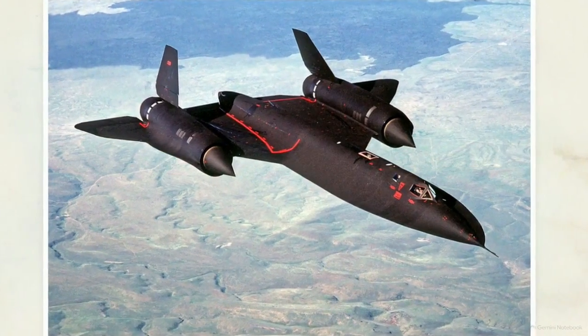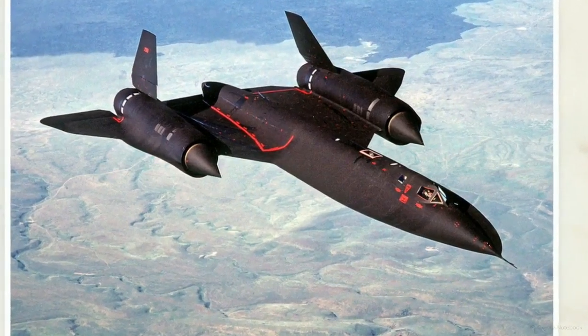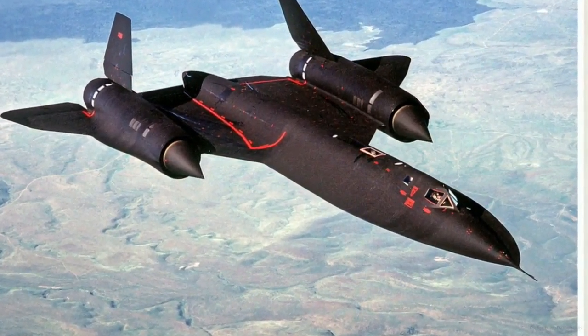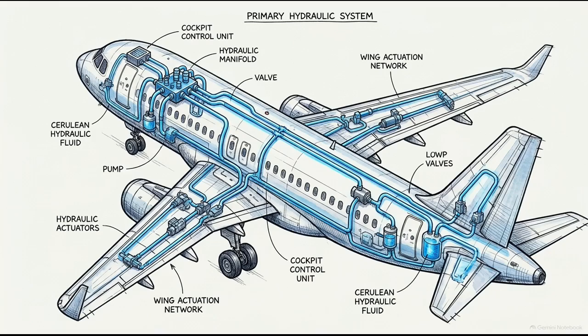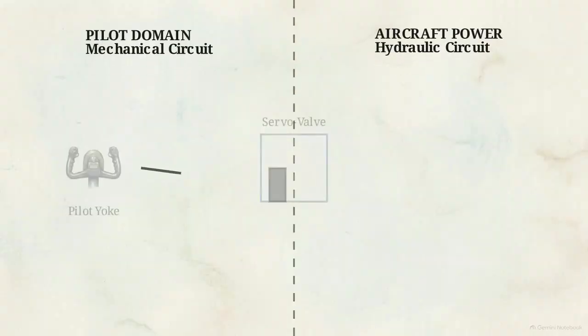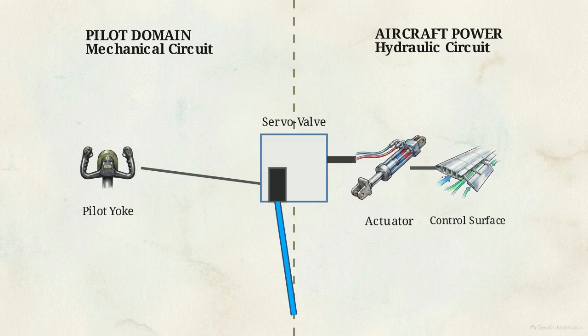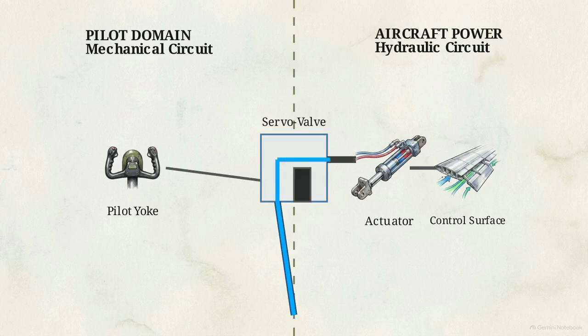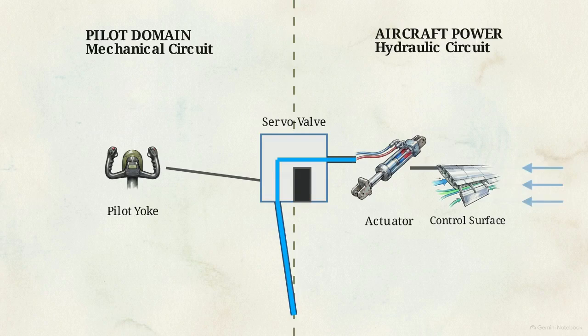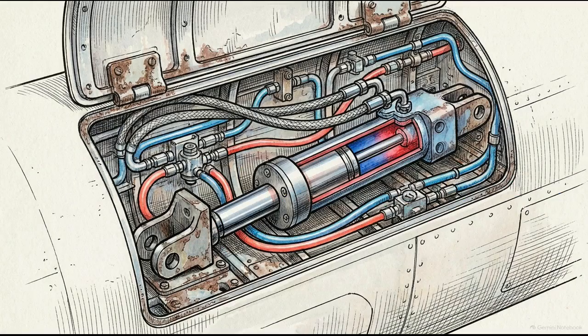High-performance and supersonic aircraft, like the SR-71, required a fundamental architectural shift. To manage massive aerodynamic loads, designers moved to hydromechanical flight control systems. This architecture has two halves. The mechanical circuit is initiated by the pilot, while a separate hydraulic circuit performs the physical work. The pilot's input only opens a servo valve, and high-pressure fluid forces the actuator to move the control surface against the wind. While this solves the power problem, it has a dangerous side effect.